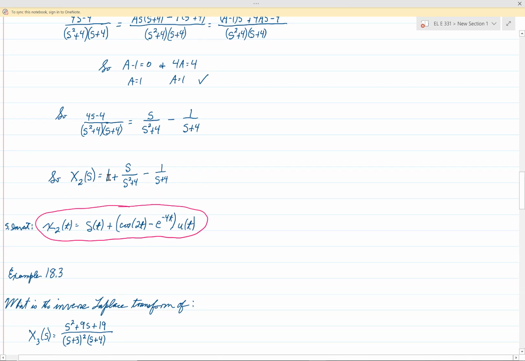We know that the inverse Laplace transform of 1 is delta of t. S over s squared plus 4 corresponds to cosine 2t u of t, and minus 1 over s plus 4 gives us minus e to the minus 4t u of t. And so that's the second example of inverting a Laplace transform.